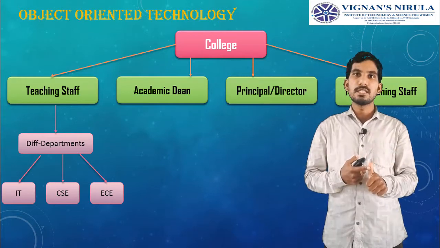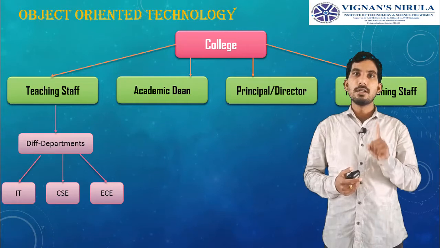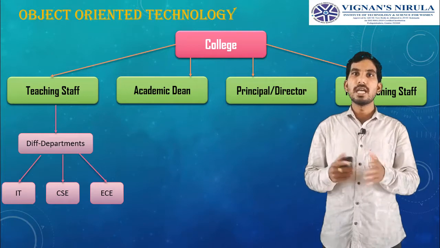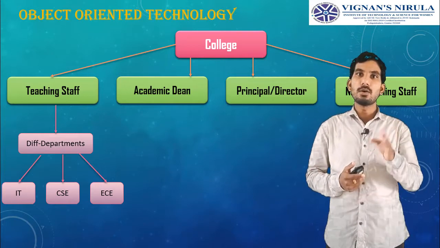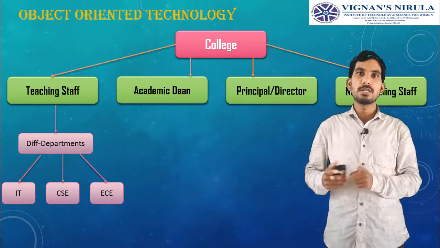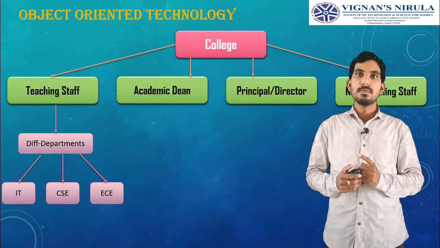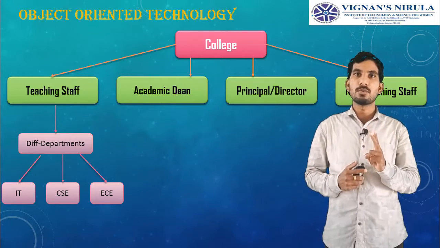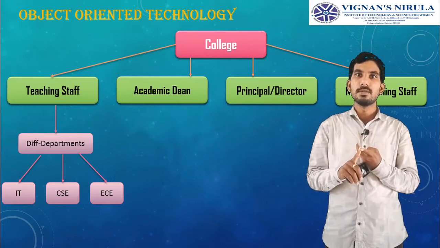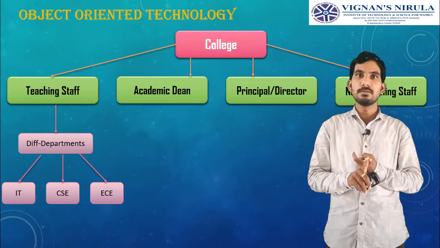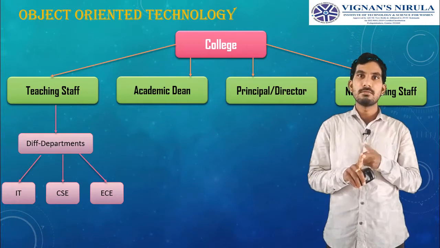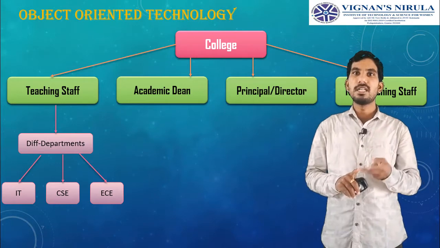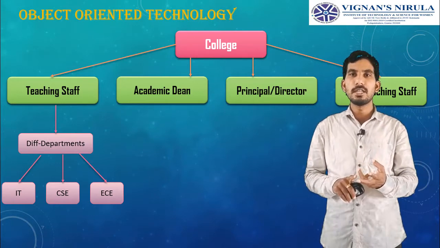Here a department is one of the objects, and that is a non-living thing. Each department has different employees, teaching staff and non-teaching staff, who are living things. So these are different objects, of two types: living and non-living. A department is a non-living thing, and teaching faculties are living things. In the same way, take the academic dean.